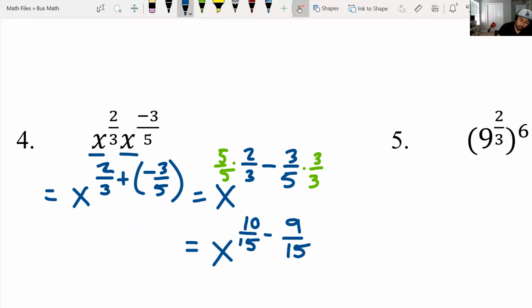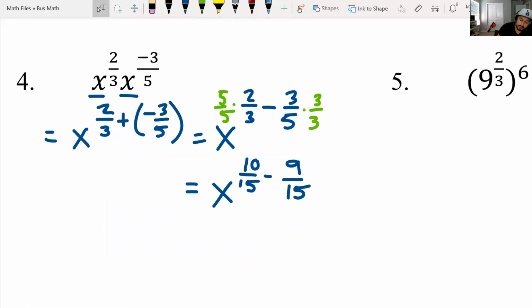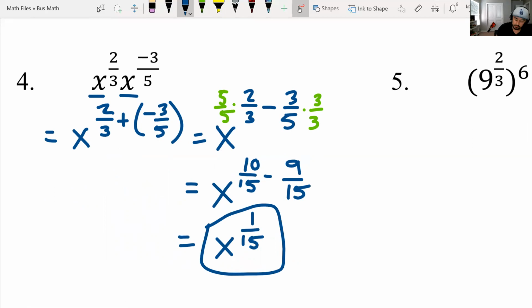Okay. Simplify one more time, and I think we have it. X to the 1 over 15. There it is. Lovely, lovely fractions, right?